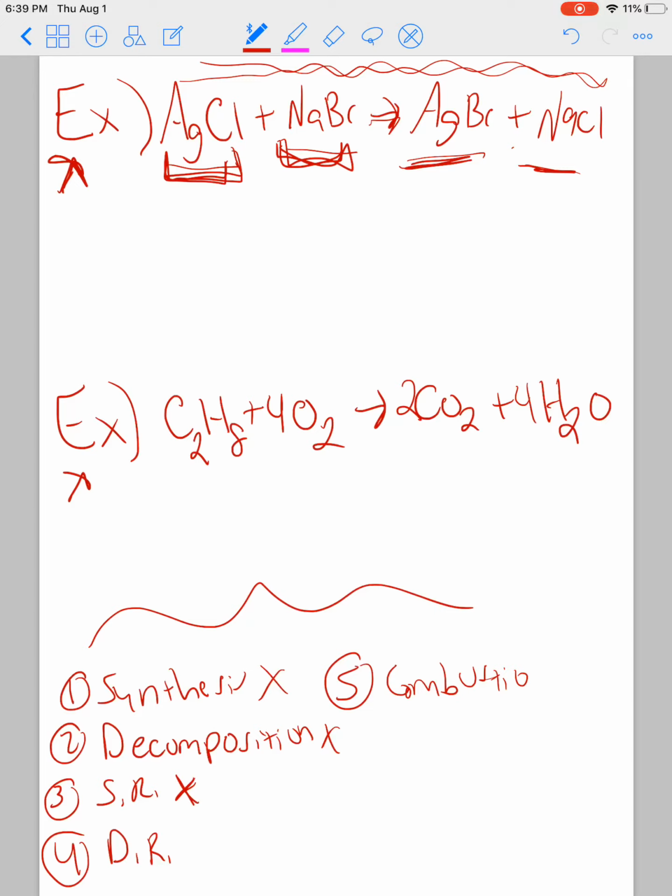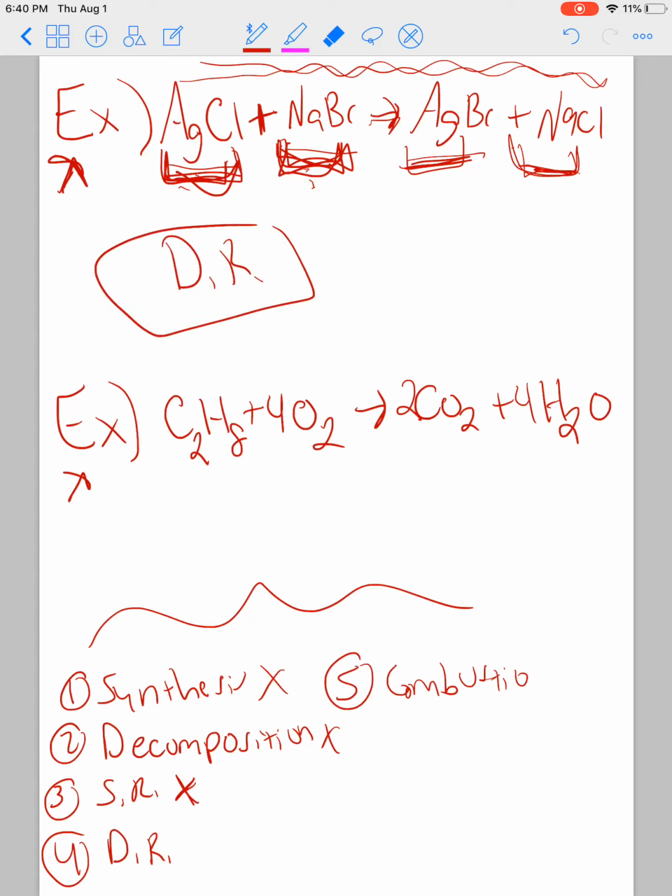Now let's move on to double replacement. Double replacement is when two compounds react with one another to give you two new compounds. Well, I have two compounds here. They're reacting together. And when I look over here, I have two new compounds because they're different than what's on the left. So this is definitely a double replacement reaction. Okay, we figured that one out.